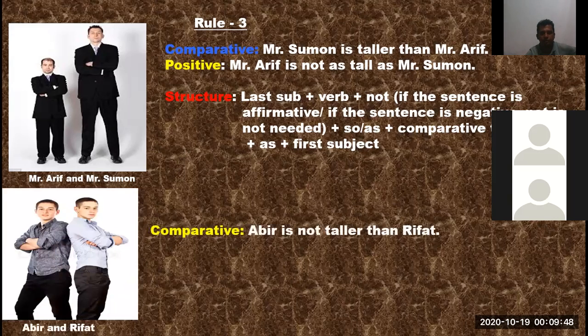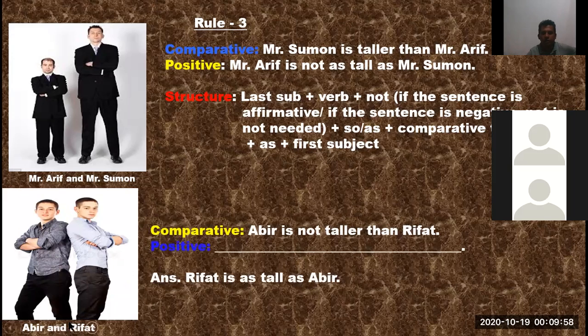Look at the next picture. Abir is not taller than Rifat. Rifat is as tall as Abir. Here you see in the comparative there is a not, but in the positive no not. Not is omitted. Similarly, in the first sentence there is no not, but in the positive degree there is a not. If the comparative is affirmative, then the positive is in the negative form.